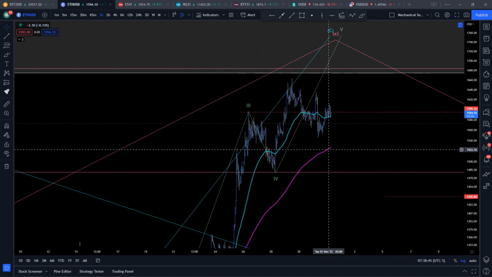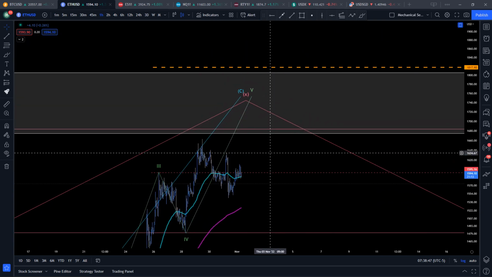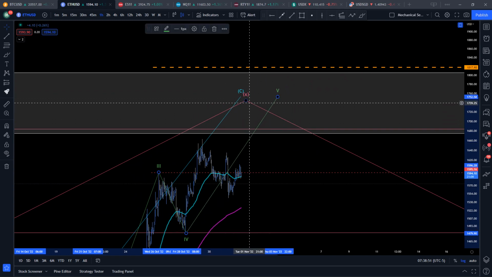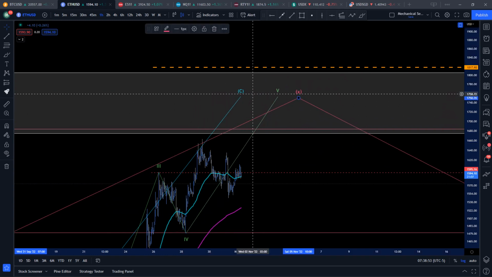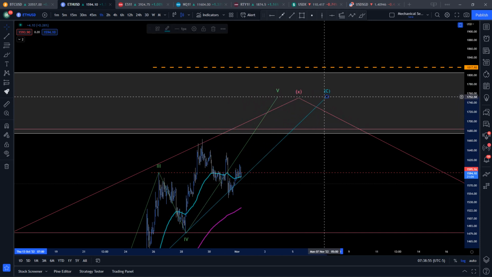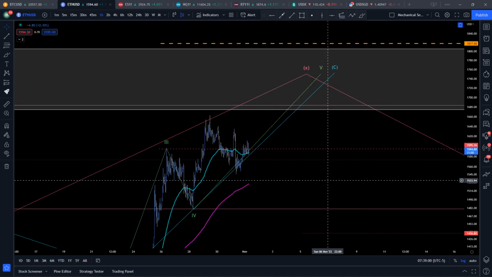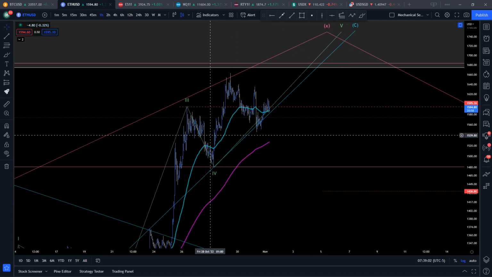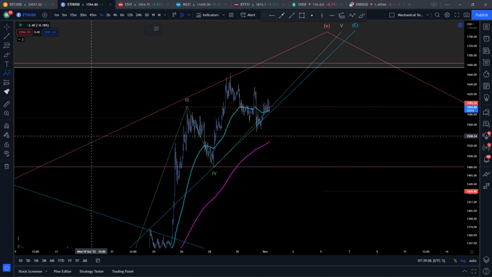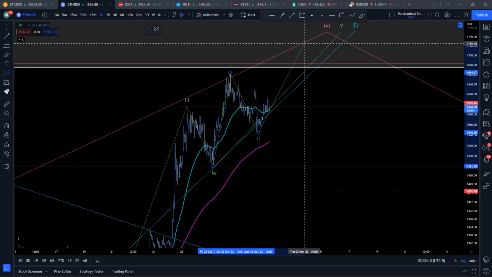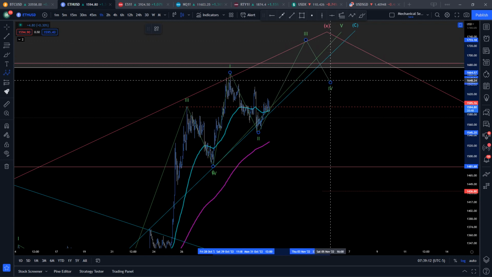Ethereum's the only one I'm not really super excited about, to be honest. It's a little too volatile for me. The structure is just very ugly and broken. Within the wave 5 here, I believe we've started another 5-wave sequence like this, and we're probably going to get a big wave 3 out of it.